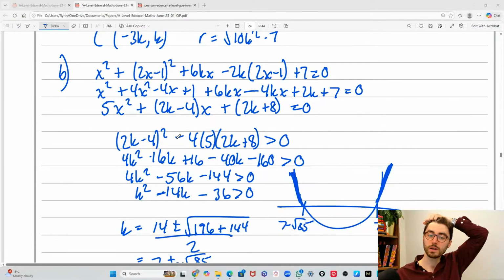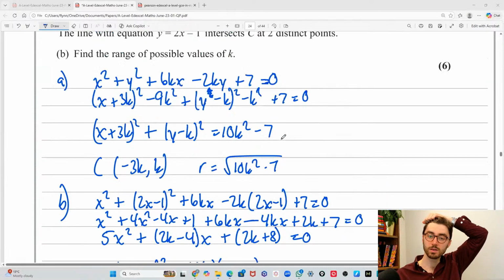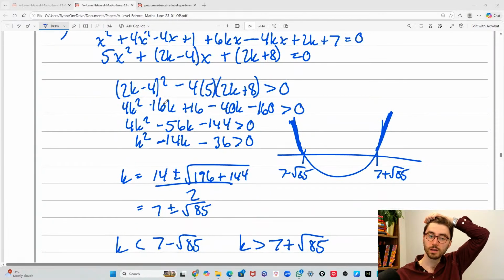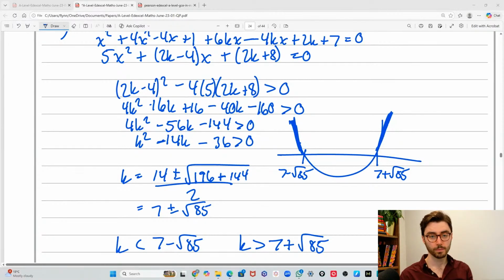So that means b squared minus 4ac is bigger than 0 because it meets at 2 distinct points. So that squared minus 16k plus 16, good. Minus 4 times 5 times 2 is 40. 4 times 5 times 8 is 160 minus 160, good. So 4k squared minus 56k. So 16 minus 160. Oh, no, try that again. Guys, I'm so good at buttons. And then divide all that by 4. So that is the quadratic inequality.